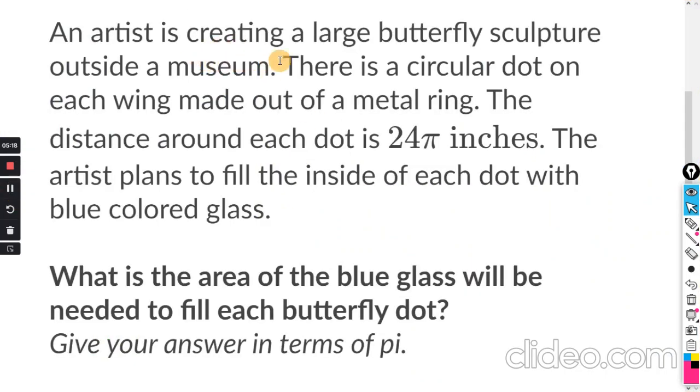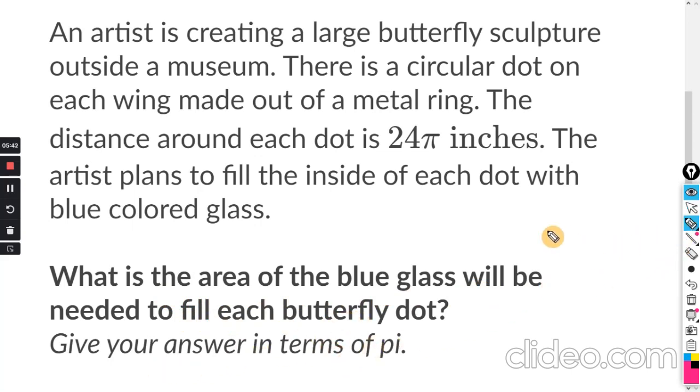An artist is creating a large butterfly sculpture outside a museum. There is a circular dot on each wing made out of a metal ring. The distance around each dot is 24 pi inches. The artist plans to fill the inside of each dot with blue-colored glass. What is the area of the blue glass that will be needed to fill each butterfly dot? Give your answer in terms of pi.